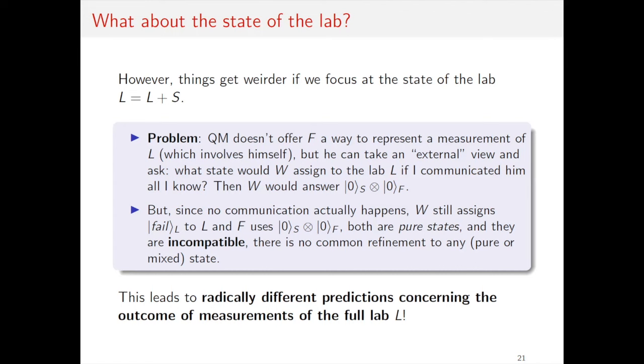Now, superposition is different. When we look at the full lab, we don't get a mixed state. We get a pure state, that's essential, which is 1 over square root of 2, 0, 0 plus 1, 1 for the whole lab, versus 0, 0 again, for the lab. Now, these are two different pure states. It doesn't mean with high probability it is 0, 0, with high probability 1, 1. It means I know for sure, me, Wigner, that the lab is in this particular state.